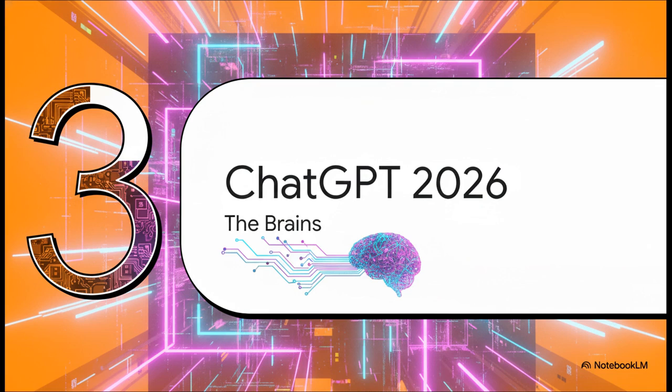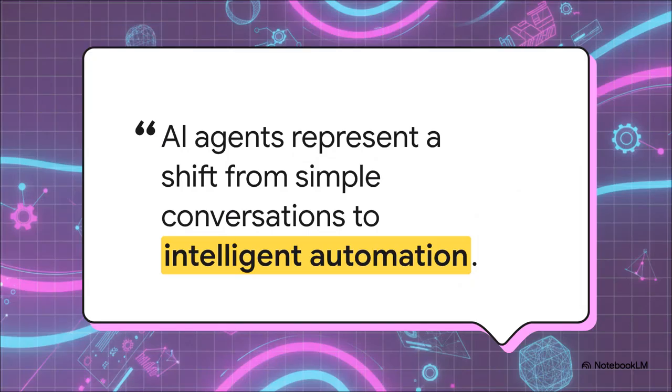Which brings us to Section 3, The Brains, ChatGPT 2026. This is our second essential tool discovery, ChatGPT 5. There's a concept right now that hits the nail on the head. The emergence of AI agents represents a fundamental shift from simple conversations to intelligent automation systems.